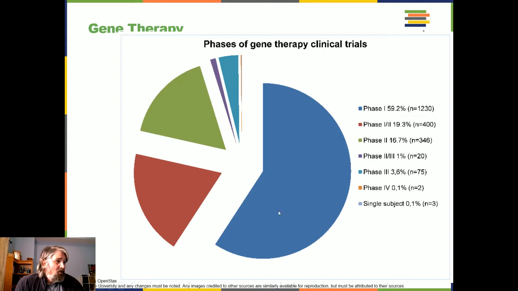Okay, but as you can see from here, a few years ago at least, the vast majority are in phase 1. So they're just doing an evaluation for safety. And then there was only a couple in this review article, I guess, that had actually made it to phase 4. And a few were actually single subject.